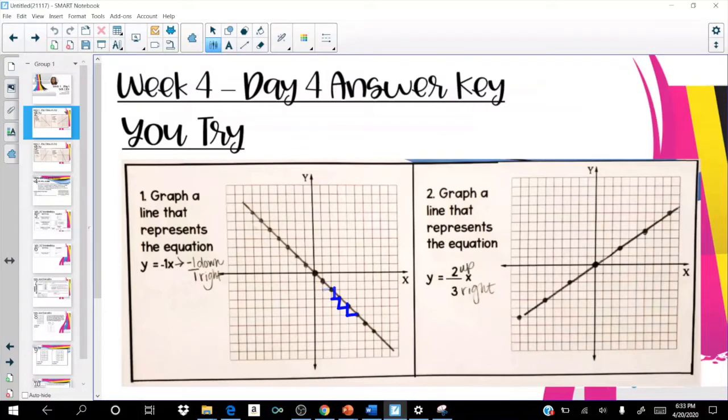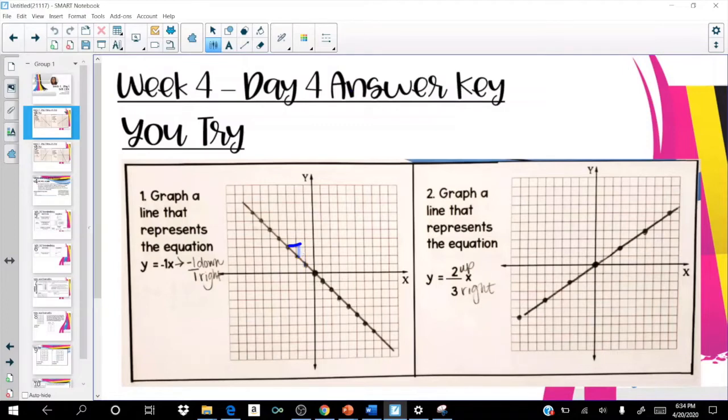Okay? If I want to plot points above the initial point, or above the origin, I will go in the opposite direction. So instead of going 1 down, 1 right, you will go 1 up, 1 left. So 1 up, 1 left, 1 up, 1 left, and so on and so forth. Okay?